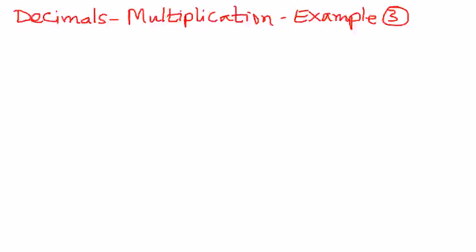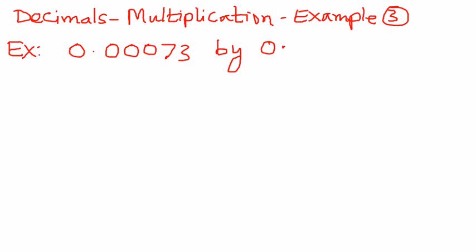So let us take an example here. In this example, let's say we want to multiply a very small number, 0.00073, by another small number, 0.052. So let's say we have these two numbers to multiply.